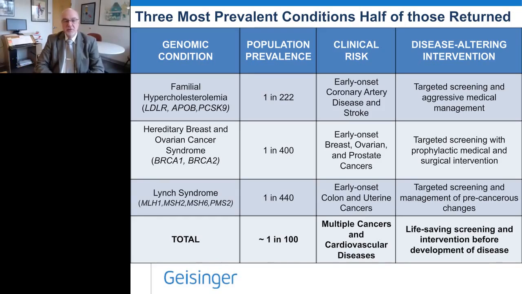So FH is associated with early onset coronary artery disease and stroke, and we can utilize targeted screening and aggressive medical management in individuals with this condition. Hereditary breast and ovarian cancer syndrome is amenable to targeted screening and prophylactic medical and surgical interventions, so prophylactic mastectomy or a salpingo-oophorectomy, use of hormone related therapies to reduce risk can all be utilized. And then Lynch syndrome, which is an early predisposition to colorectal and uterine cancers, particularly for colorectal cancer, there's very effective screening and management through the use of colonoscopy, which not only identifies the precancerous lesions but removes them.